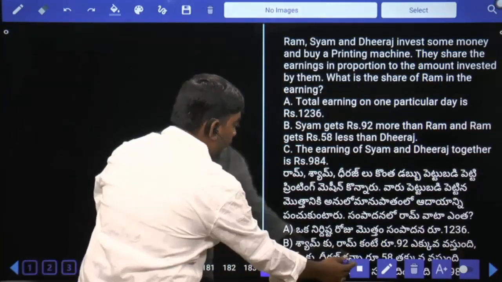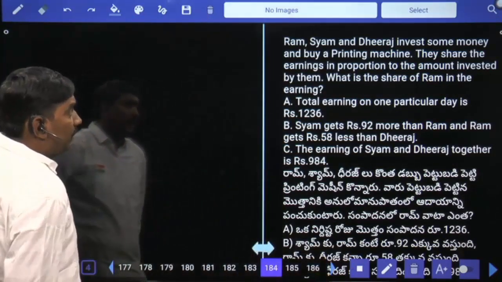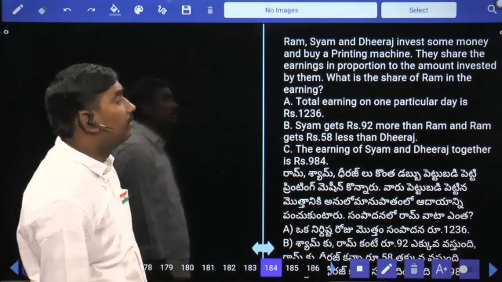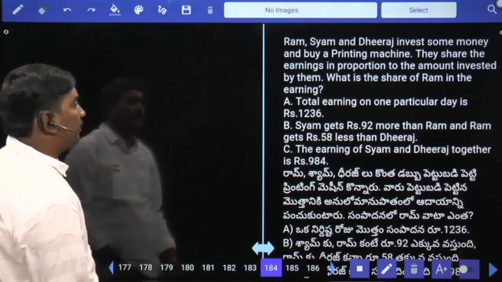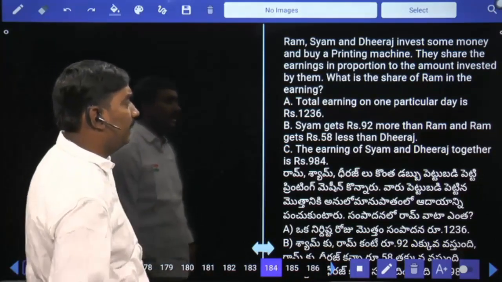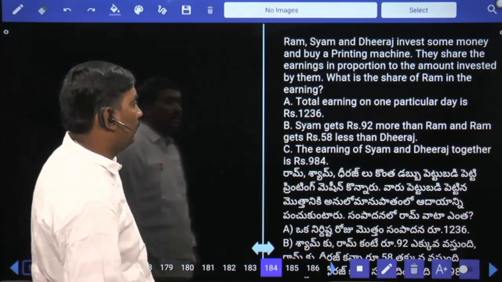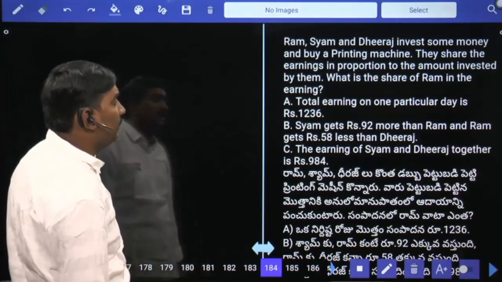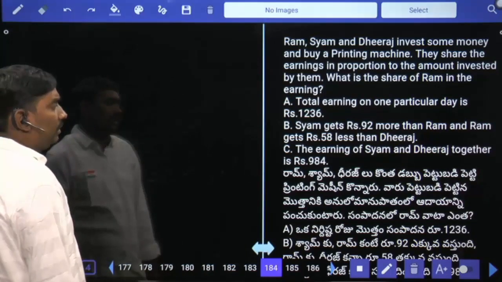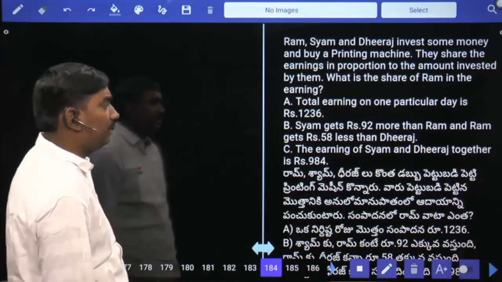Next. Ram, Shyam and Dheeraj invested some money and bought a printing machine. They share the earnings in proportion to the amount invested by them. What is the share of Ram in the earnings? Total earnings on a particular day is 1236. Shyam gets 92 more than Ram and Ram gets 58 less than Dheeraj.